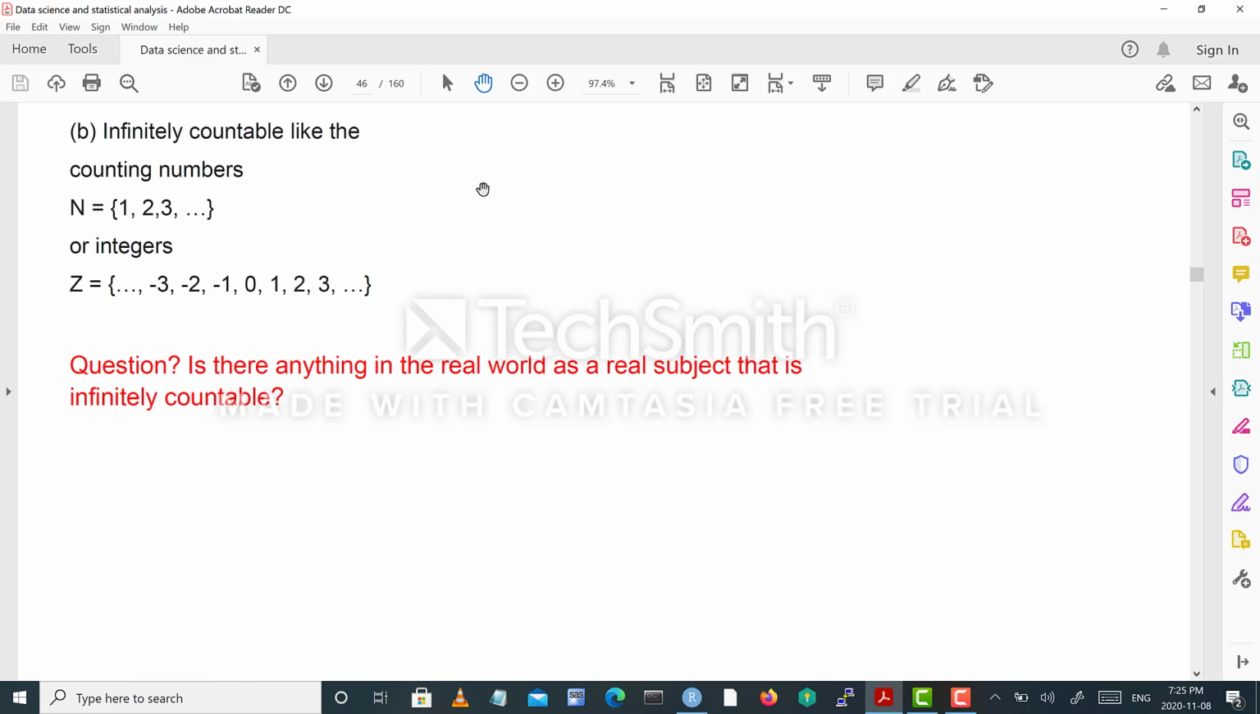Part B is infinitely countable discrete data like the counting numbers 1, 2, 3, and up to infinity, or integers, which contain natural numbers, counting numbers, plus 0 plus the negatives of natural numbers. A natural question arises here. Is there anything in the real world, as a real subject or real object, that is infinitely countable?